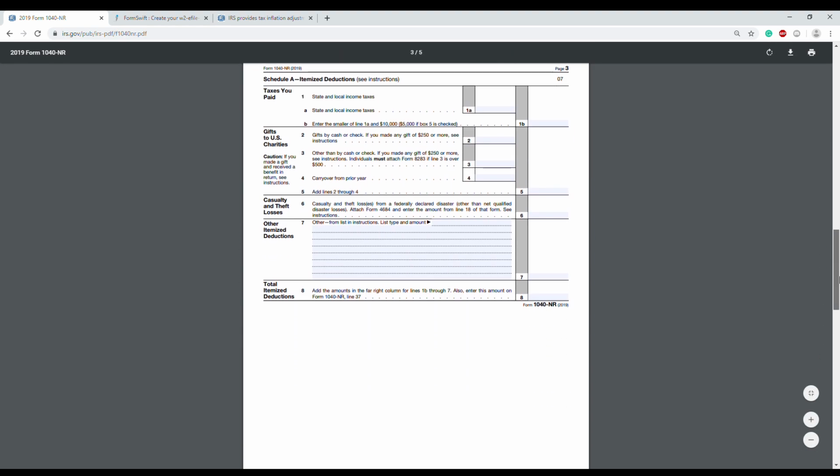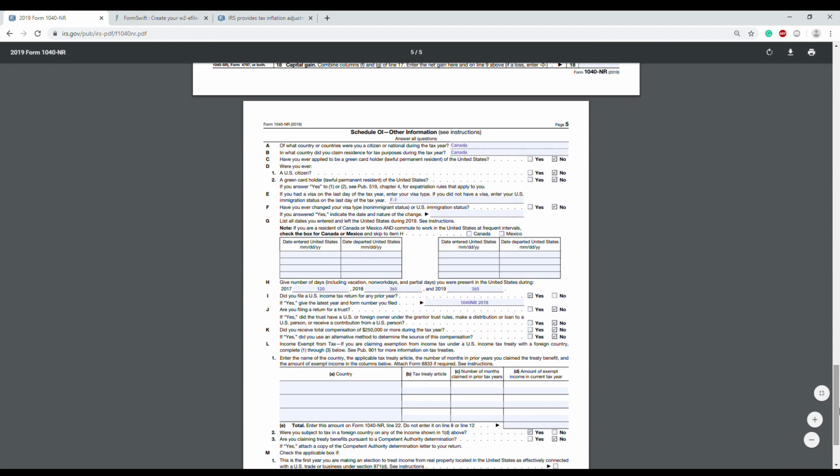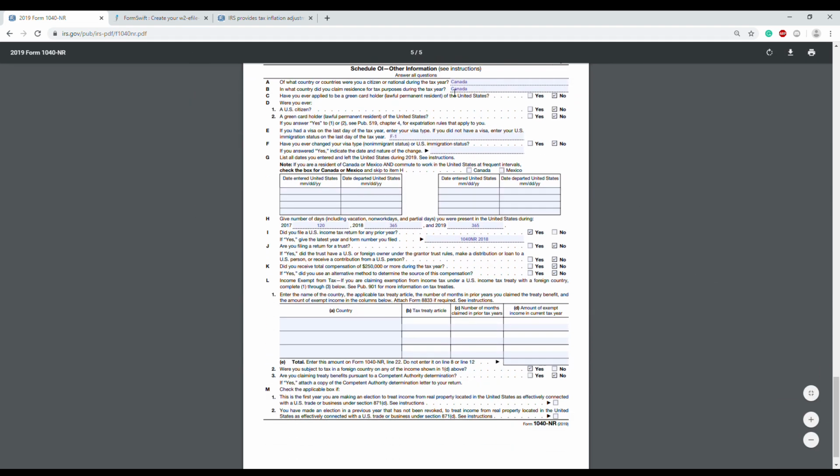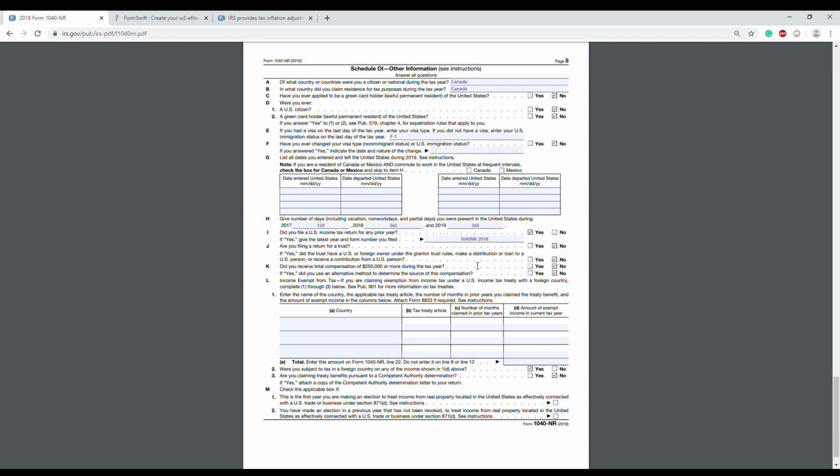Now we keep scrolling down more and more. We can ignore these 2 pages, and we come here. So it's still the same as last time for the top part, where we put Canada, Canada, no for all of that, and we put how many days we stayed in the US, and we still have to put the F1 visa as our visa type when we live in the US, and 1040 NR 2018 for last year, no for all of these. But this time what's different is that we don't put anything here because none of the tax treaties were utilized, but we still do put that we were subject to tax in a foreign country, which is Canada, and we put no here.